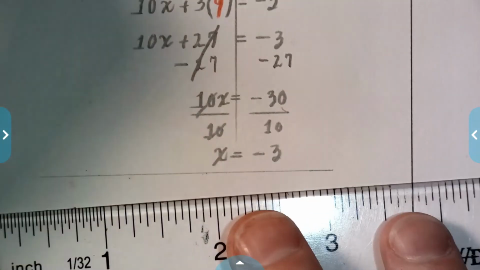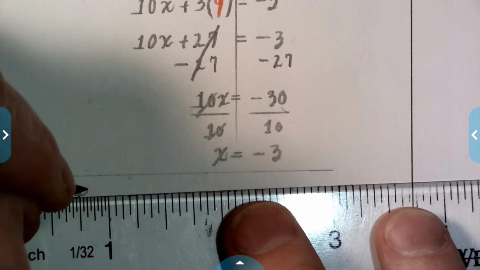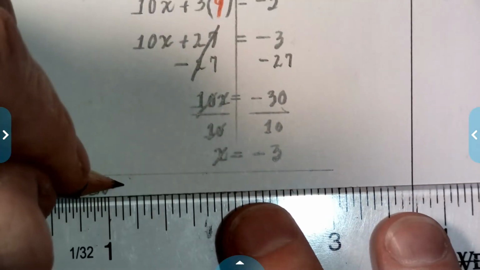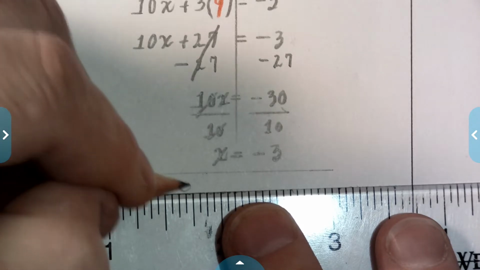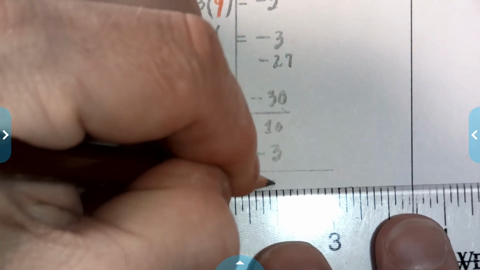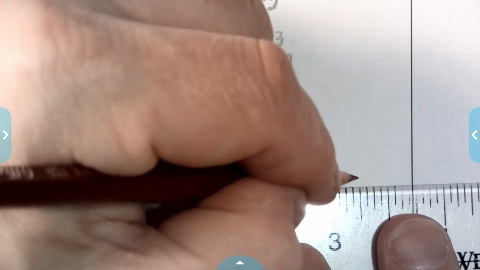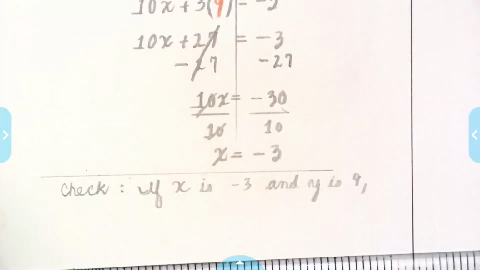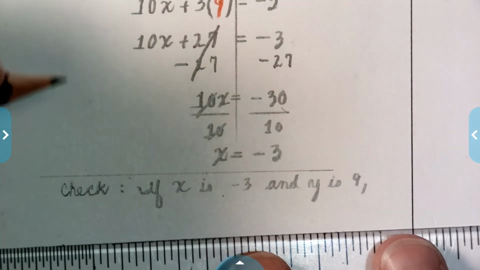Checking your work should be something we do for every problem, but we often skip this part. But you should check your work. So check. What are we checking? Okay. If x is negative 3 and y is 9, okay, then, and then we'll pick an equation. Let's pick this easier one.